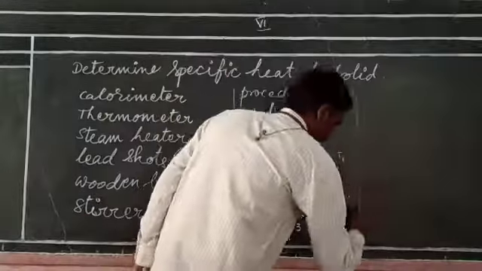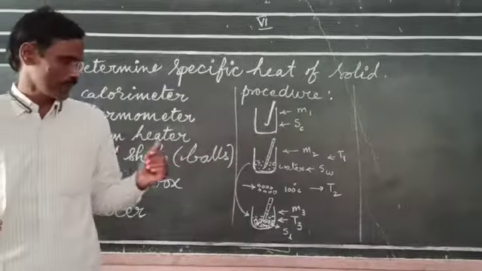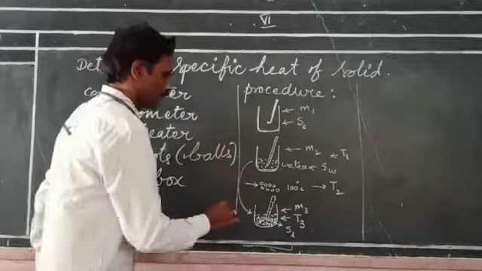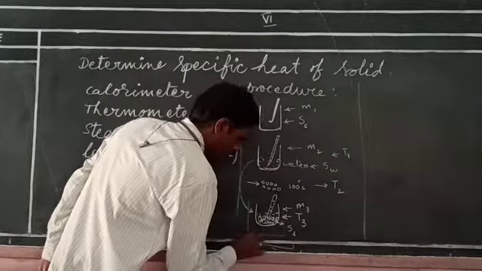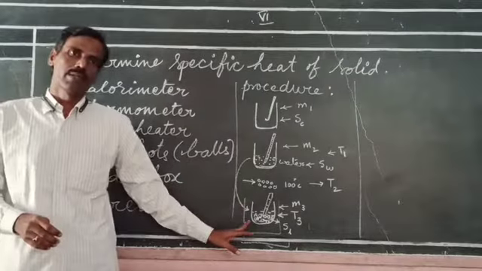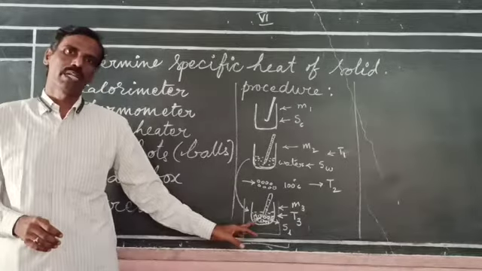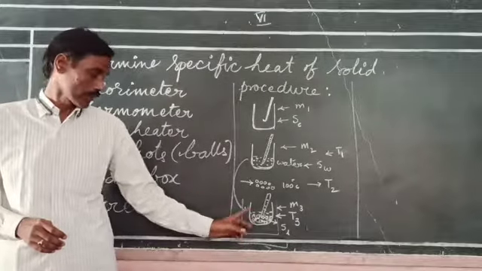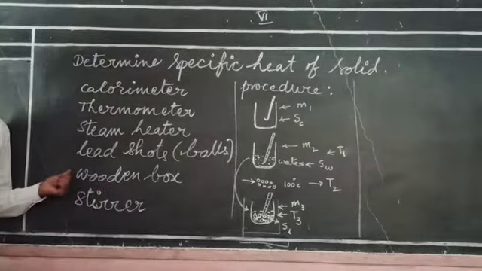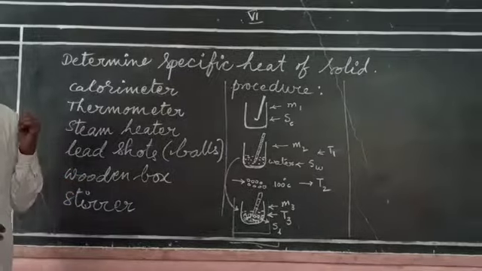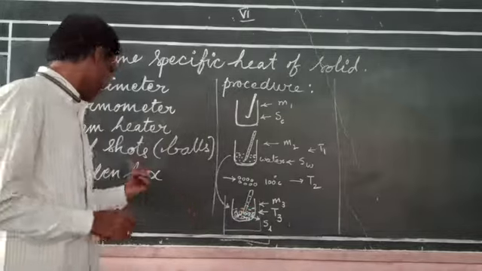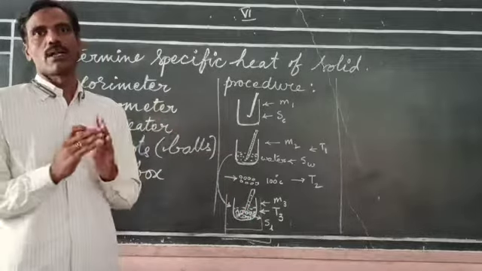Now, we assume that there is no loss of heat by the lead shots to the surroundings because it was placed in a wooden box. So, the wooden box is used to minimize the loss of heat from the calorimeter. One question asked in previous exams is why a wooden box is used in this experiment. The wooden box is used to reduce the loss of heat by the solids, to minimize the loss of heat.